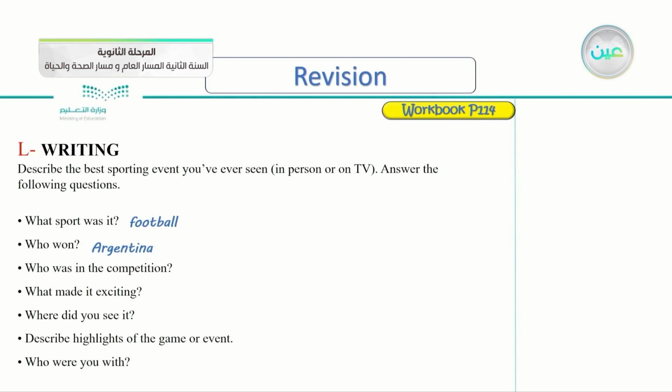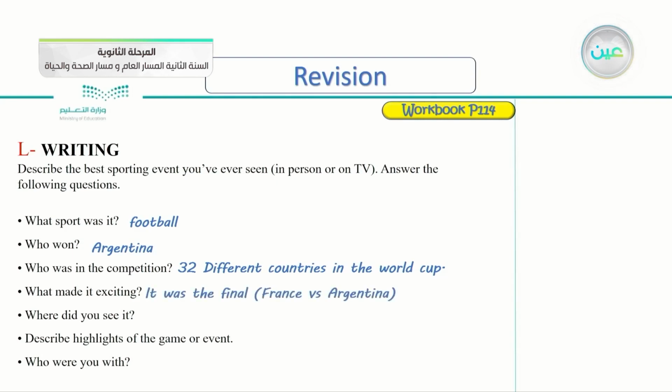Who was in the competition? The whole competition: 32 different countries in the World Cup, different teams, of course, including Saudi Arabia. What made it exciting? I think this is an easy one here. It was the final. Because it was the final between France and Argentina, because this is the best sporting event I've ever seen, the final of the World Cup.